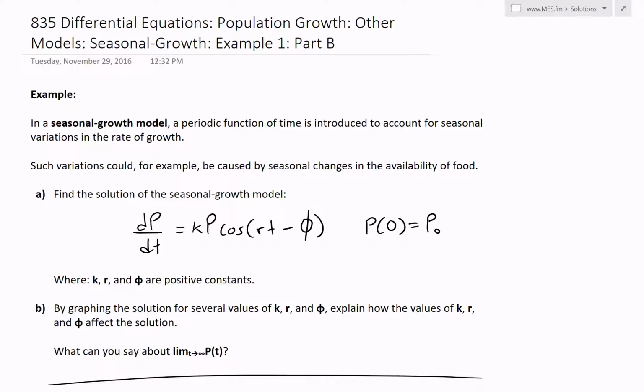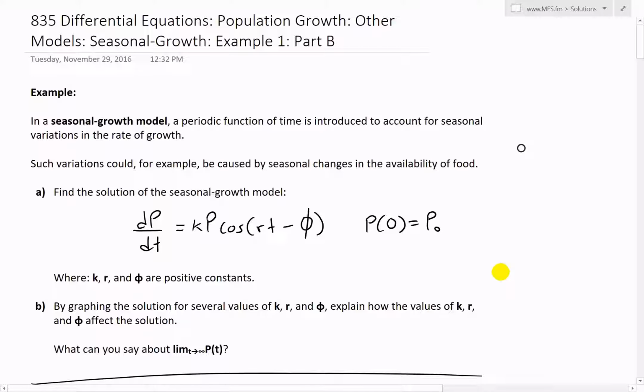Hi, it's time for another math easy solution. Today we're going to discuss further into differential equations and look at part B of example 1 of the seasonal growth population growth model, as part of the other models series for population growth.